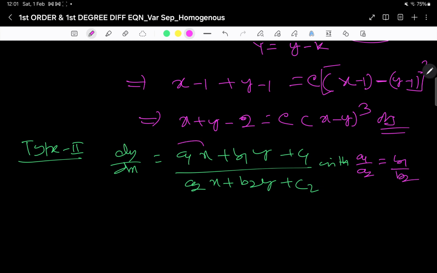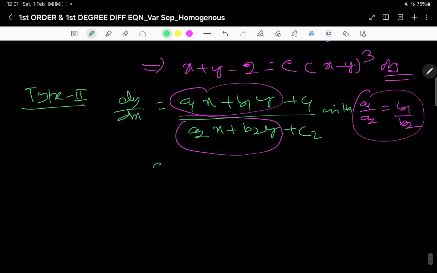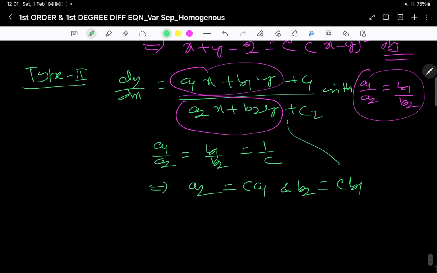So what will happen? Either this will be a multiple of this. Okay, so now because of this we have a1 by a2 is equal to b1 by b2. Let us say it is 1 by c. So that means a2 will be c a1 and b2 will be c b1. So you substitute this thing here.